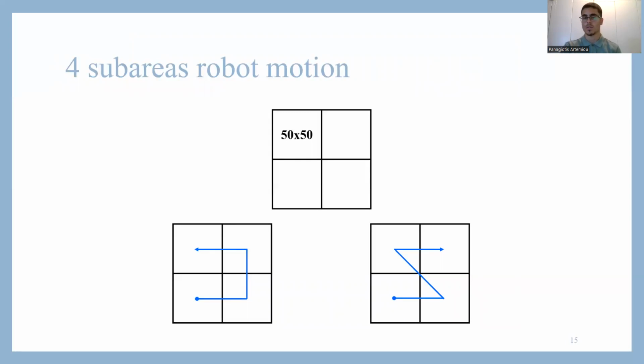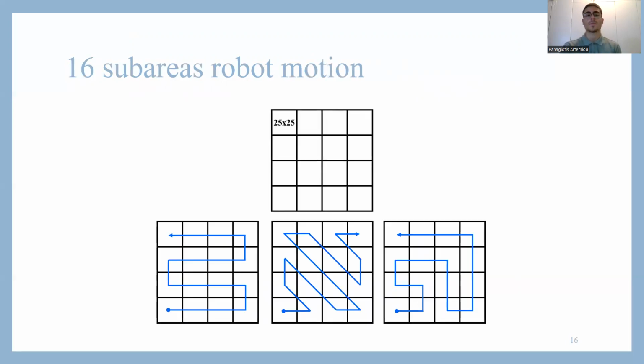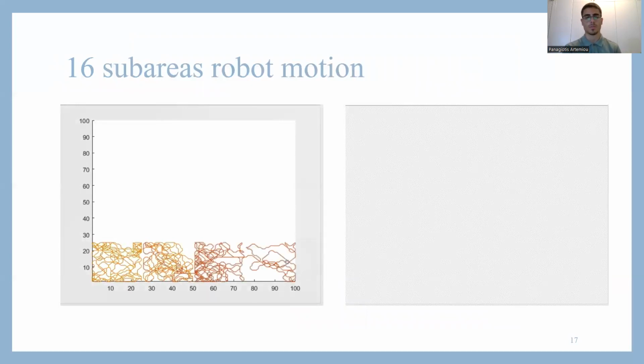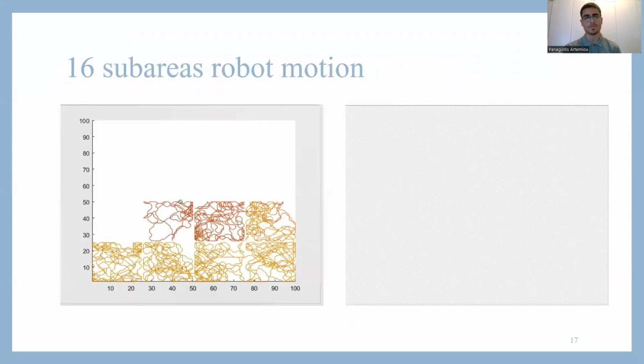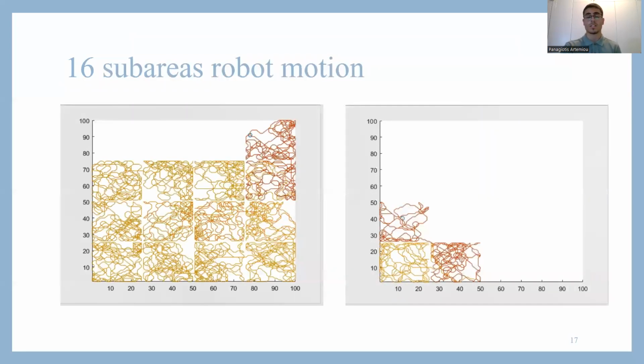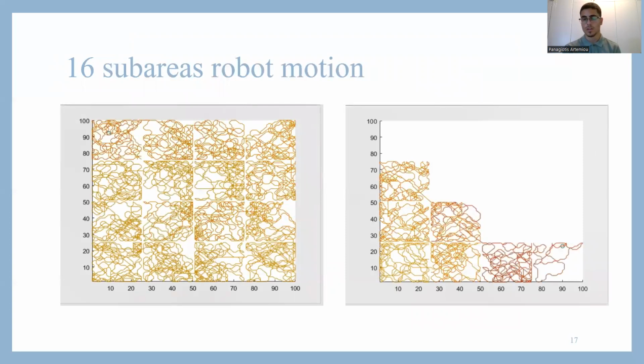and as I said before, there is no big difference between the 2 patterns, so one of them was examined. And the 16 sub-area case has 3 patterns, and likewise, there is no significant difference between the patterns. I present here the 2 first patterns in the 16 sub-area case. This is the first pattern and this is the second one. We can see that the motion remains smooth.